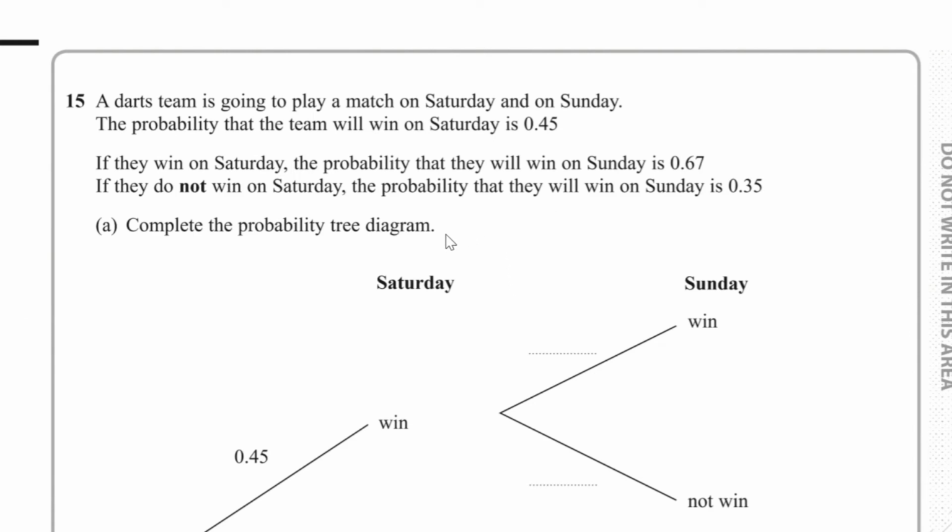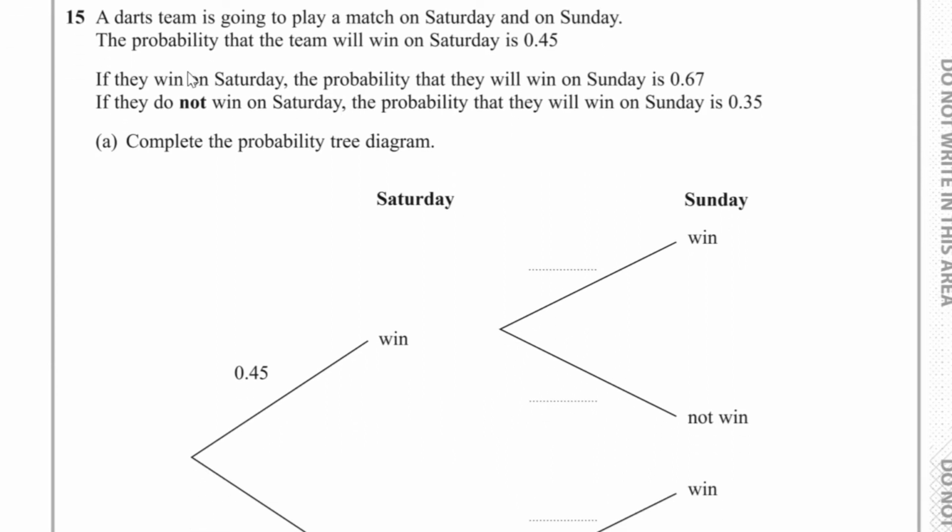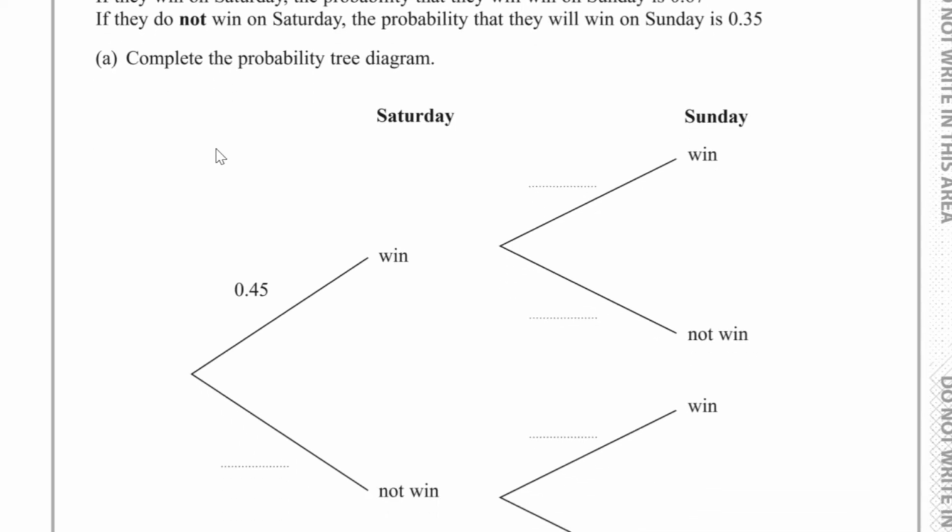Question number 15. A darts team is going to play a match on Saturday and on Sunday. The probability that the team will win on Saturday is 0.45. If they win on Saturday, the probability that they will win on Sunday is 0.67. If they do not win on Saturday, the probability that they will win on Sunday is 0.35. For part A, we have to complete the tree diagram.